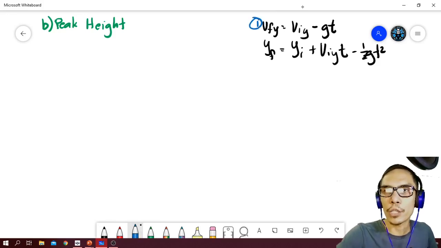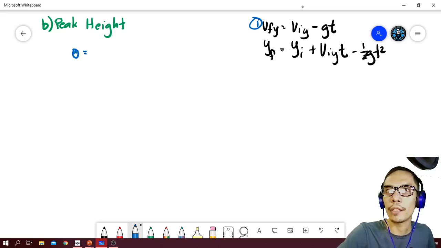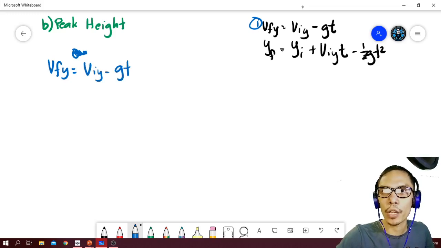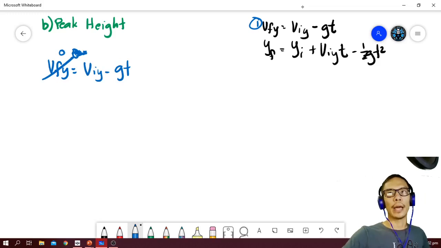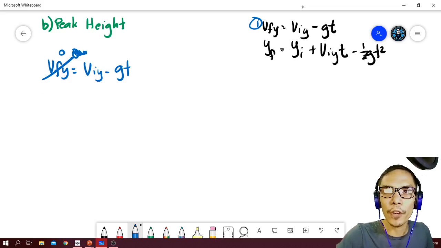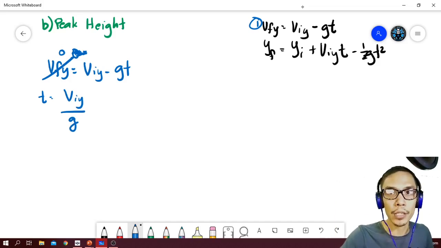As we all know, VFY is 0, because that's the peak height. Let's write the formula first. We have VFY is equal to VIY minus GT. As we all know, this is 0. Since that is 0, in order to compute for the time, we will use the formula time is equal to VIY over G. The negative is already eliminated in the process.